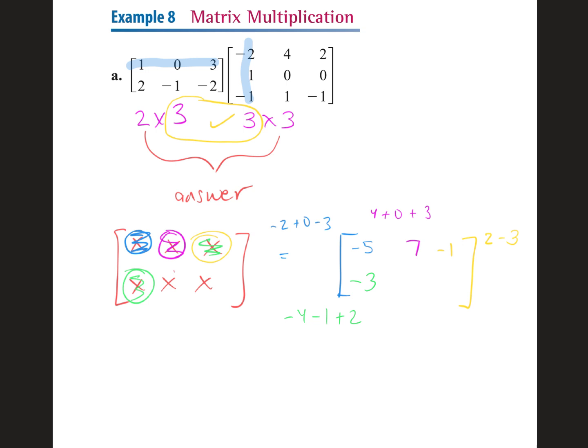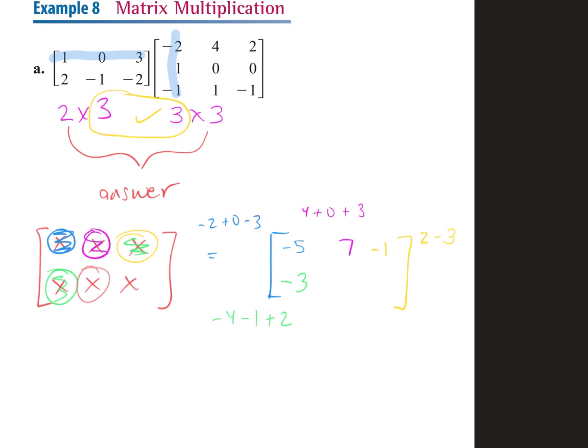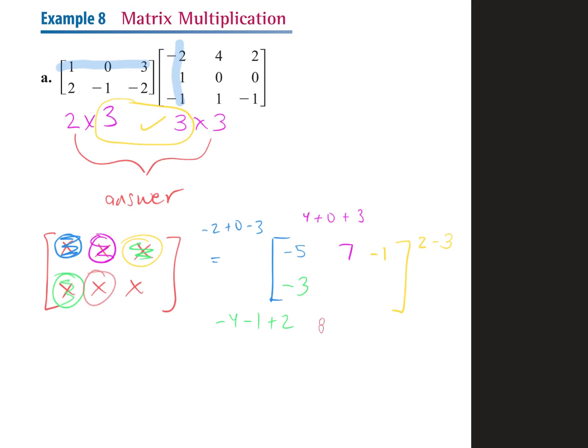All right, so we're going to go here. What row, what column? Second row, second column, right? So second row, second column. 2 times 4 is 8. -1 and 0 is 0. And -2 and 1? -2. So what's 8 plus 0 minus 2? 6. Okay, and then the last one.